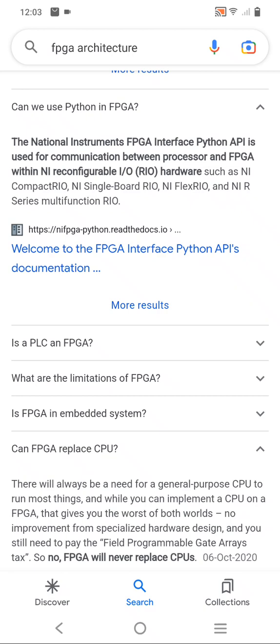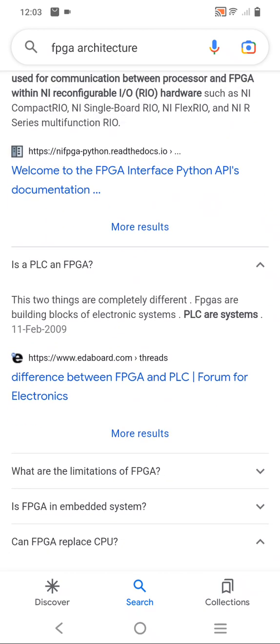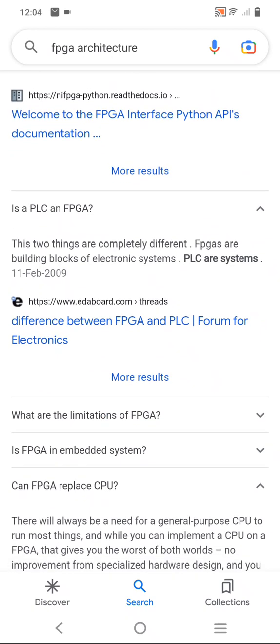What is the difference between a PLC and an FPGA? There is another thing called a PLC, a programmable logic controller. The two are completely different. PLCs are systems; you have a complete system running on the whole thing. FPGAs are direct processing, while PLCs are systems in themselves. It is a whole thing. The two things are completely different.